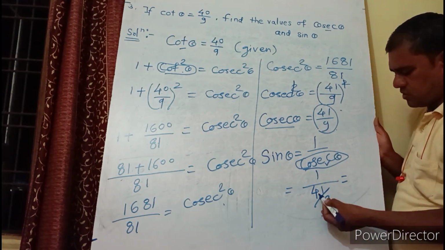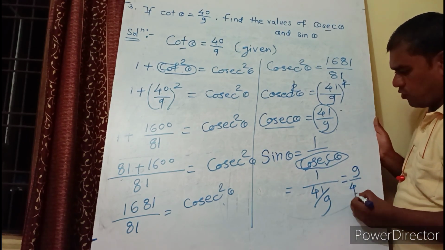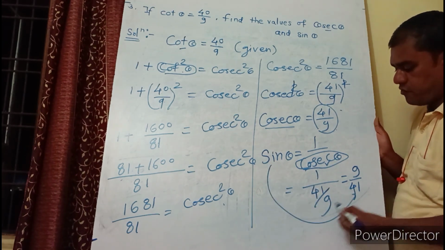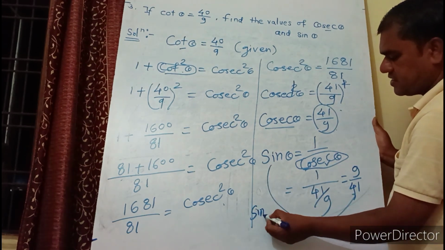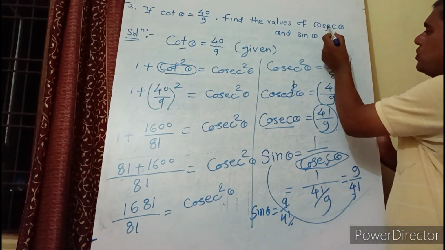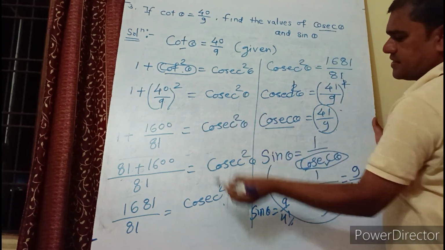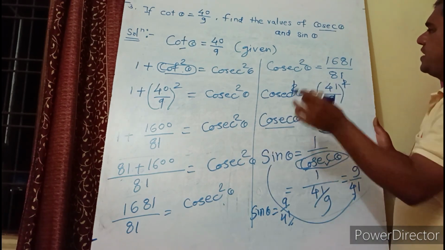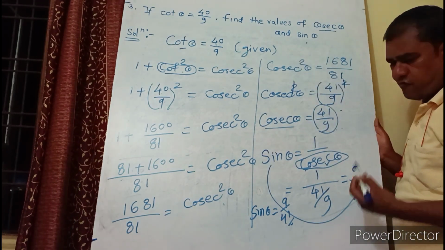We get the inverse of this, that is 9 by 41. We get the value of sin theta is equal to 9 by 41. In this way we found the value of cosec theta, that is 41 by 9, and the value of sin theta, that is 9 by 41.